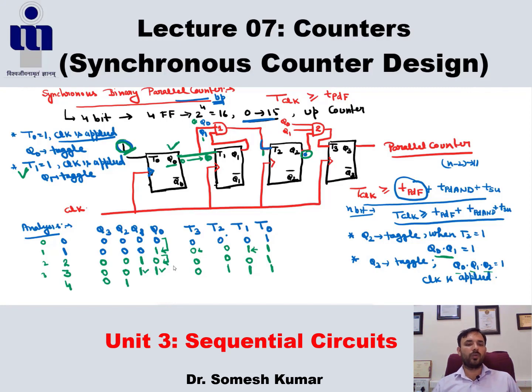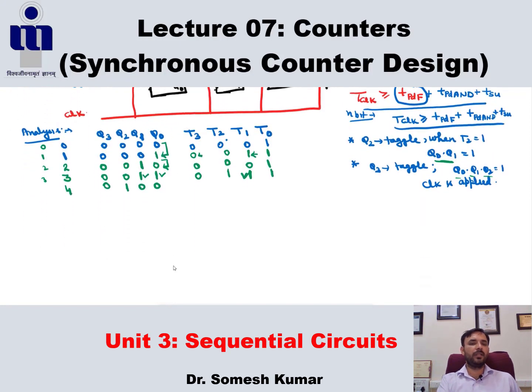What about Q1? Here, T1 is also 1. If T1 is 1, then Q1 toggles. What about Q0? Q0 toggles in every clock cycle. So the process remains the same in every clock cycle, and similarly it will count up to 15 like this. And in the last, all become 1. So this is the working of the up counter.